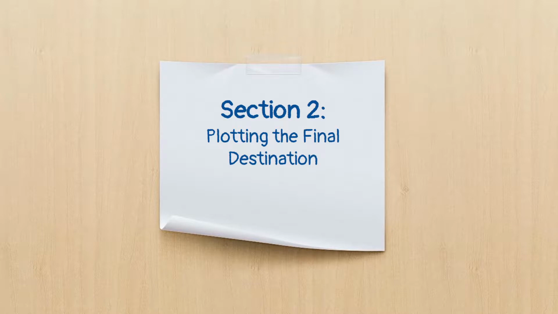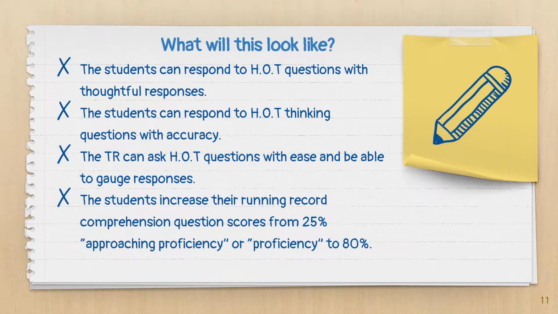So here we go, section 2, plotting the final destination. Now we have to figure out all of the details of everything. So what is it we even want it to look like when we're done? The teacher resident and I went through and talked about what will show us what they know. When the students can respond to the higher order thinking questions with thoughtful responses, with accuracy. The teacher resident, we want her to be able to ask these questions with ease, be able to gauge the responses, not just good job, but ask a follow-up question.